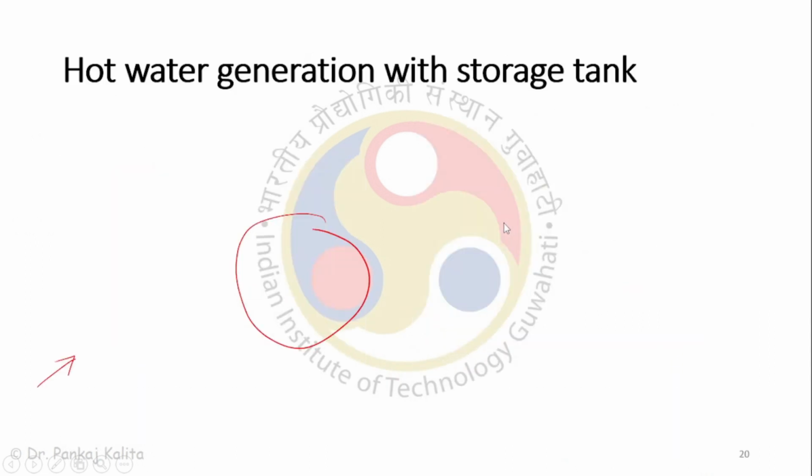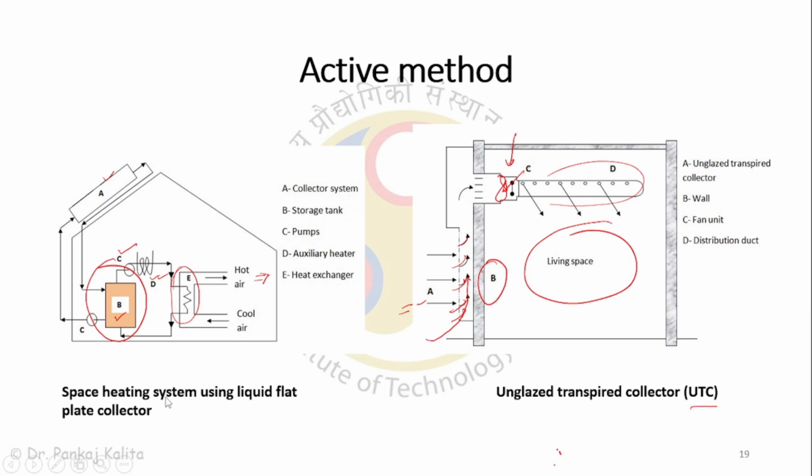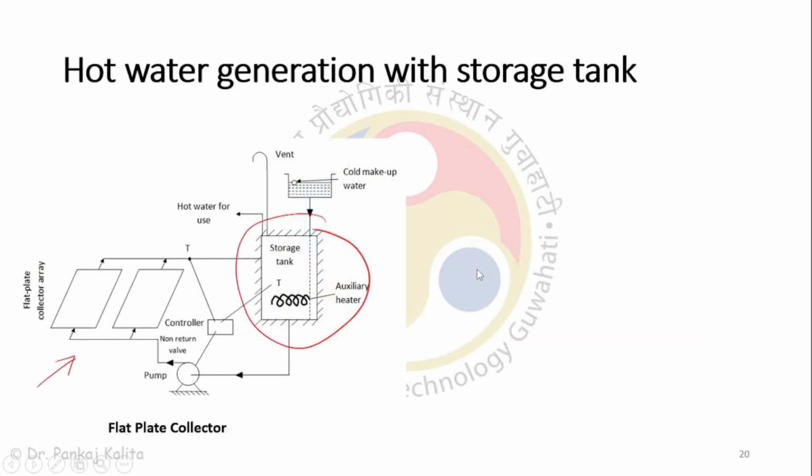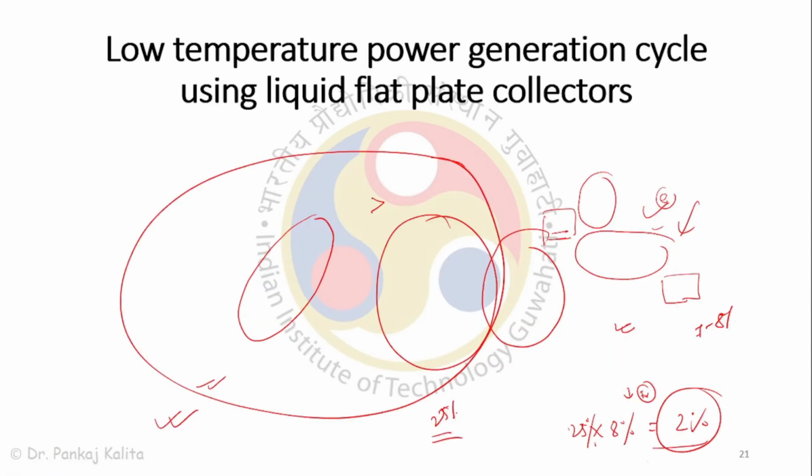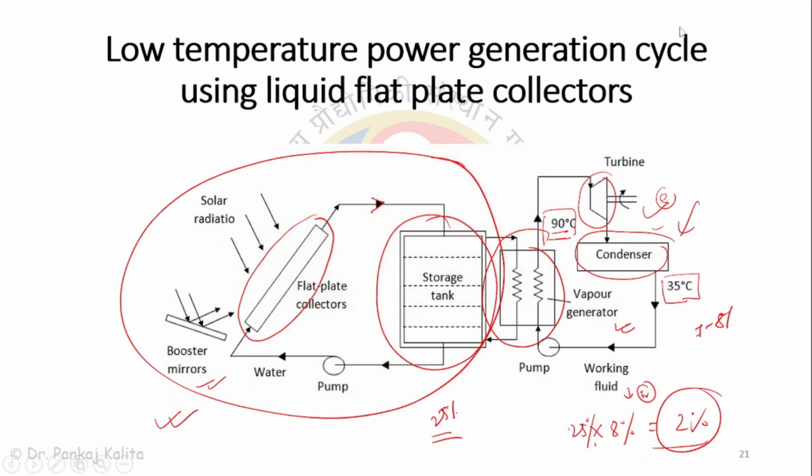Then we have solar heating systems with liquid flat plate collectors, and unglazed transparent collectors also. Then hot water generation, which is the most common application, with a storage tank. You must have seen one installed on a rooftop. Then parabolic trough collector based storage tank hot water generation, and a low temperature power generation cycle using liquid flat plate collectors.